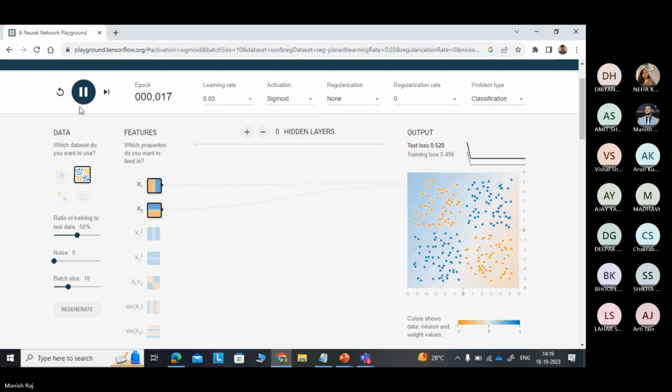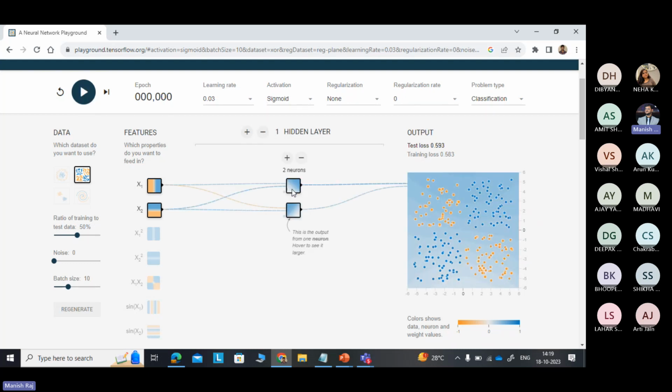So I am using the sigmoid, does it make any difference? I think here it will not. I have to increase, okay, I added 2 extra neurons. Now you can see what is happening. Somehow the loss is reducing. You can see some yellow part is coming in this part, some blue part in this part. So somehow it is trying to classify the data. Again we are classifying different types of data.